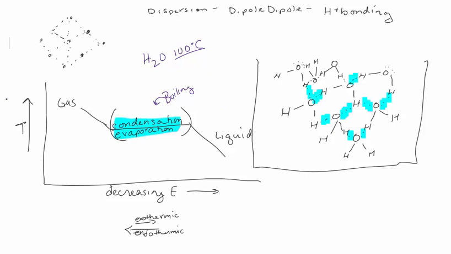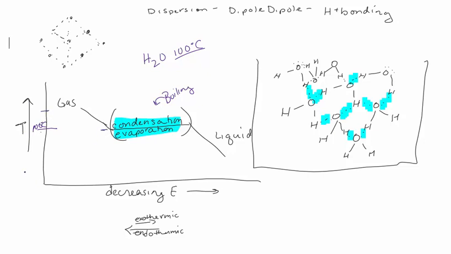Now, boiling water will always be 100 degrees Celsius. So if this is a water curve, this will always be 100 degrees Celsius. It will not increase in temperature. You see, I'm going up here. It will not increase in temperature until all of the liquid is gone.